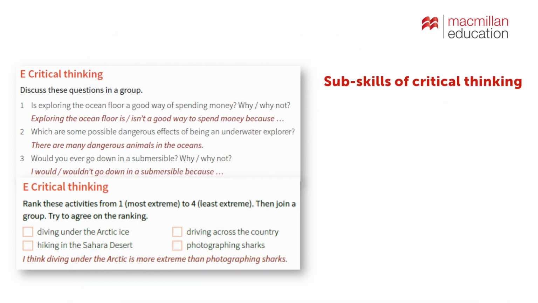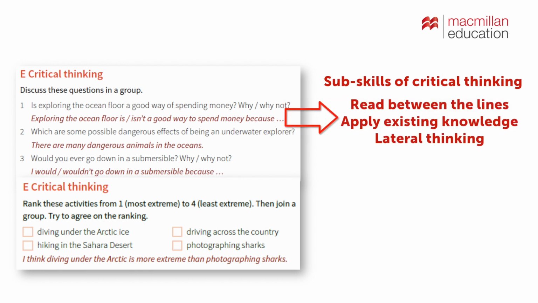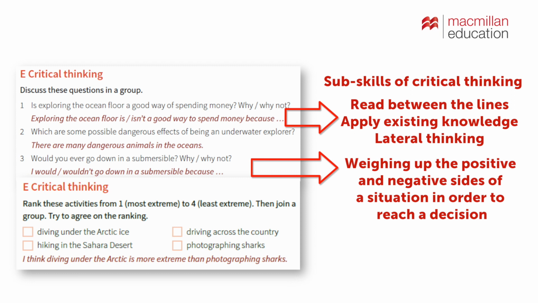Like reading, like listening, they all have sub-skills that we can develop. So with critical thinking, we see here, for example, how we can read between the lines, maybe apply existing knowledge, and also lateral thinking, and maybe question number 1. Question number 3, for example, there is more about weighing up positive and negative sides of a situation, okay, in order to reach a final decision.